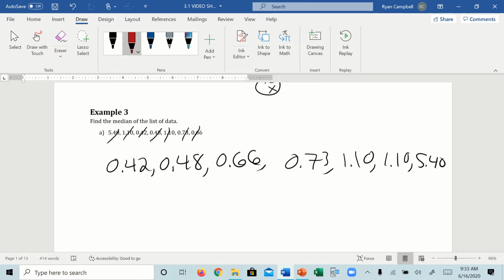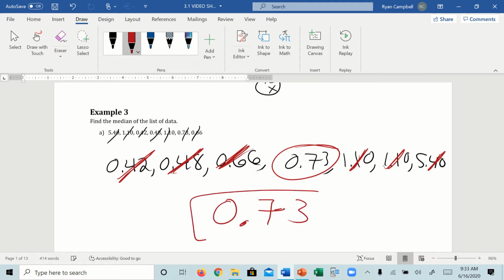So, looking at the center, what number is that? So we notice that we can cross off 3 on the front, 3 on the back. So our answer for the median is going to be 0.73. That's our median of this data.